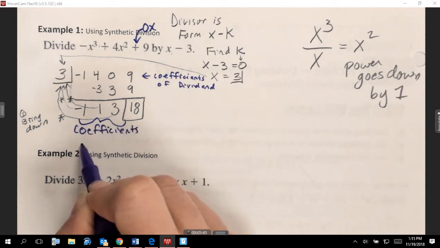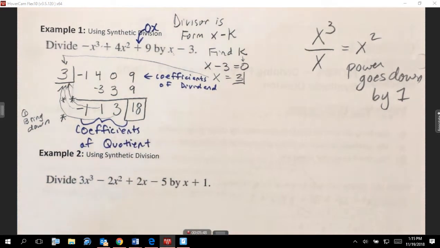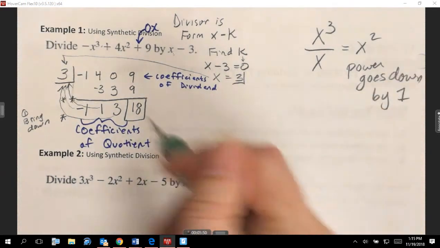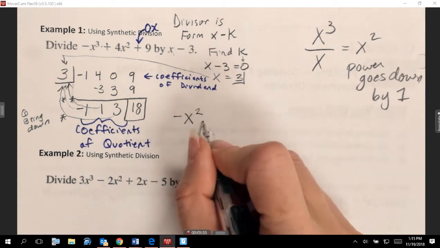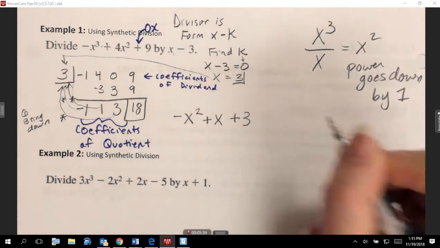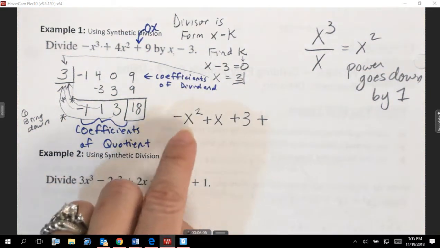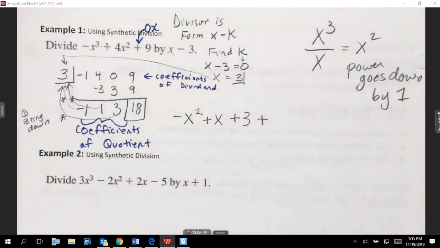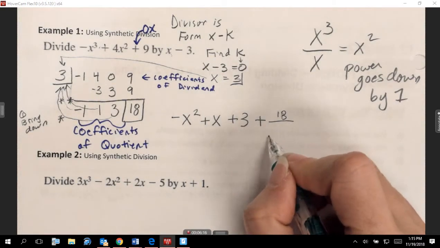Coefficients of the quotient, which is the answer. So here's my solution. Here's my answer. -1x squared plus 1x plus 3 plus, what is that, 18? What happens after I put all the coefficients into my answer? That's the remainder. So we put our remainder over our divisor, x minus 3.